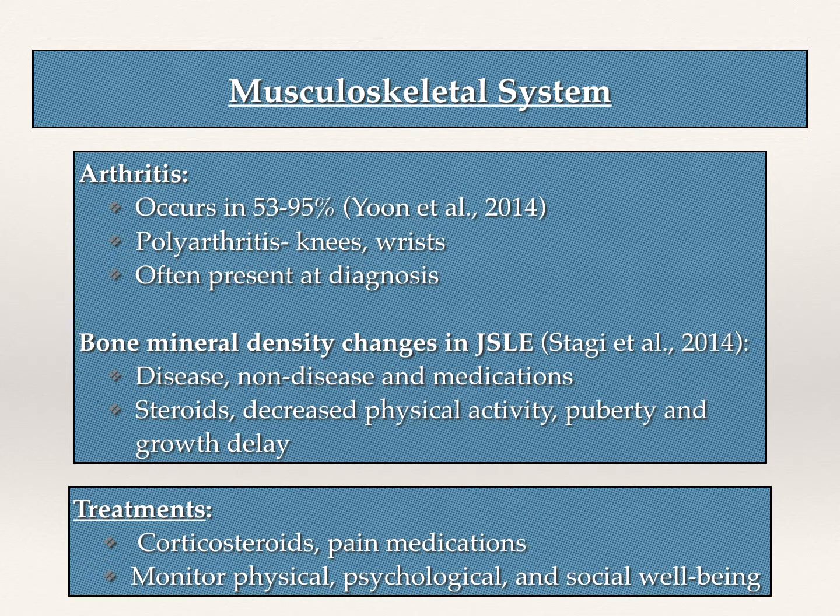It also causes bone mineral density changes in juvenile lupus. This can be from the disease, from another disease, or from medications. It can also be from the steroids, decreased physical activity, or puberty and growth delay in these patients. Treatments include corticosteroids, pain medications, and then monitoring the physical, psychological, and social well-being.